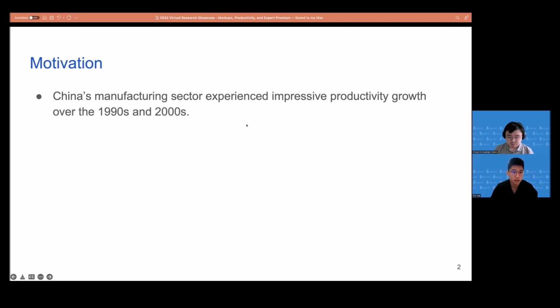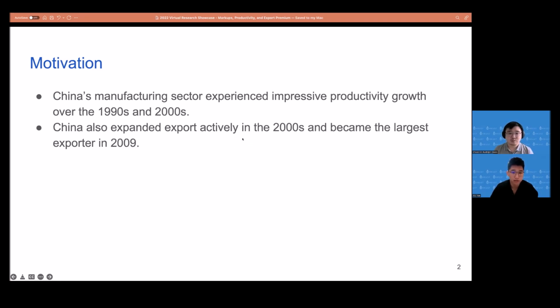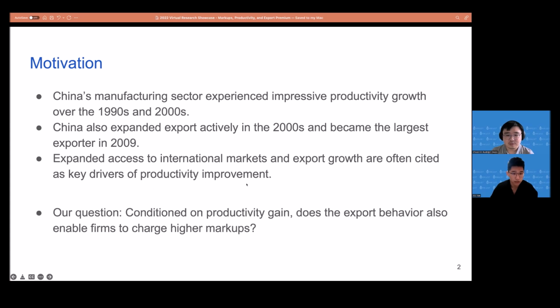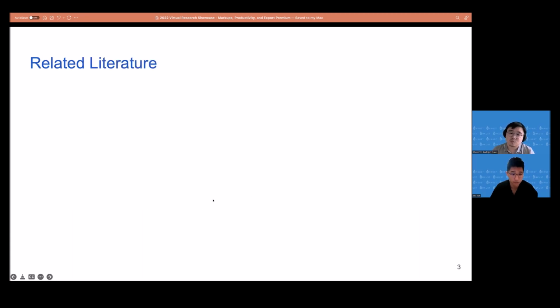As we could see, China's manufacturing sector experienced an impressive productivity growth over the 1990s and 2000s. And accompanied by this, China also expanded exports actively in the 2000s, and it eventually became the largest exporter in 2009. And the expanded access to international markets and export growth are often cited as the key drivers of productivity improvement. But this comes with our question. Our question is that, conditioned on these productivity gains, does the export behavior also enable firms to charge higher markups?